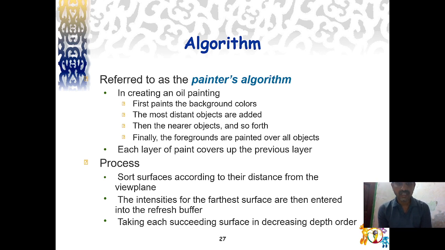Then we take each succeeding surface in decreasing depth order and complete it. So this is the process of the depth sorting algorithm. That is, sort surfaces according to distance, the intensities for the furthest surface are entered into the refresh buffer, and we store the intensity values of the particular surface in the refresh buffer, taking each succeeding surface in decreasing depth order.